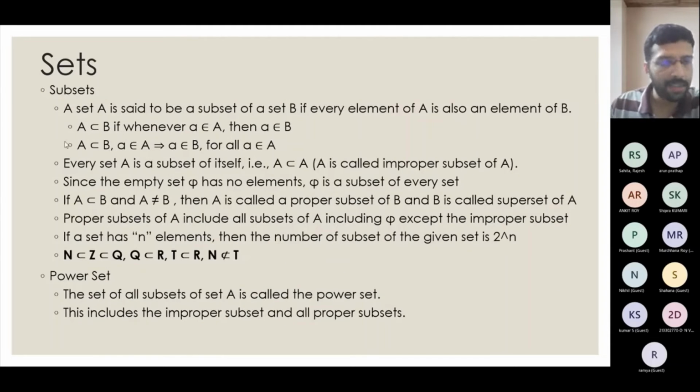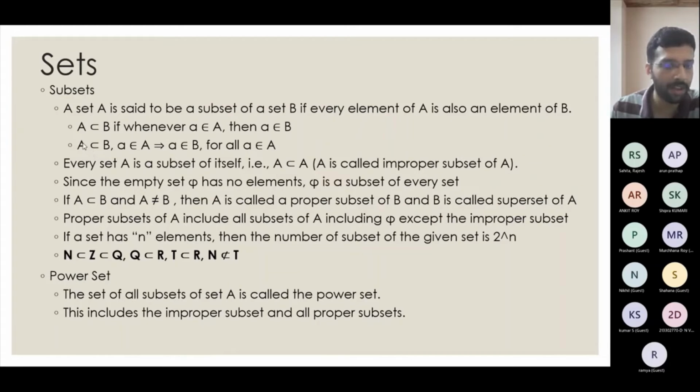And then the next concept in sets is called a subset. You might already be familiar with this, right? But I will just tell what the definition is. A set A is said to be a subset of set B if every element of A is also an element of B. Suppose I have a big set B which contains 10 elements, and a small set A which contains 5 elements that are present in B. Then we say that A is a subset of B.